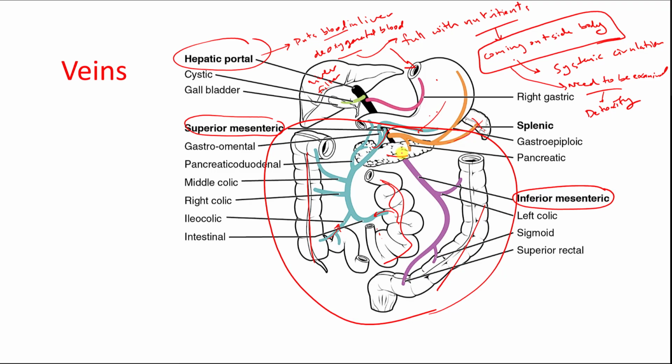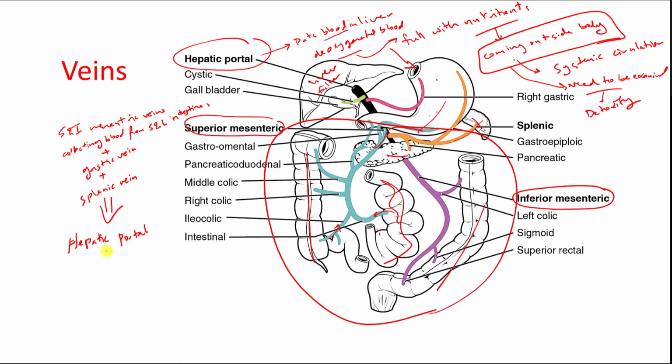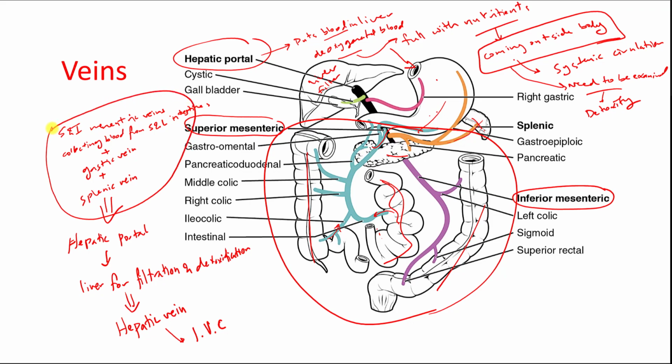So how does it work? We have the superior and inferior mesenteric veins collecting blood from the small and large intestines, plus the gastric vein, plus the splenic vein. Collectively, those are putting blood into the hepatic portal vein. And the hepatic portal vein takes it to the liver for filtration and detoxification. After that, it goes to the hepatic vein, and from the hepatic vein, it goes to the inferior vena cava. So all of those veins don't put the blood into the inferior vena cava directly. No, it has to go to the liver first. So this is the hepatic portal system.